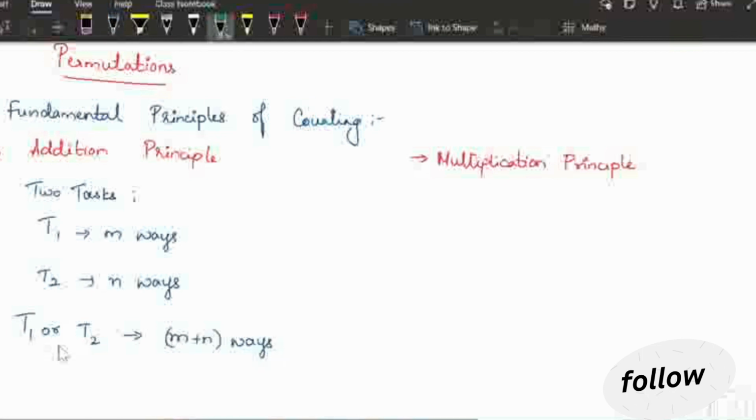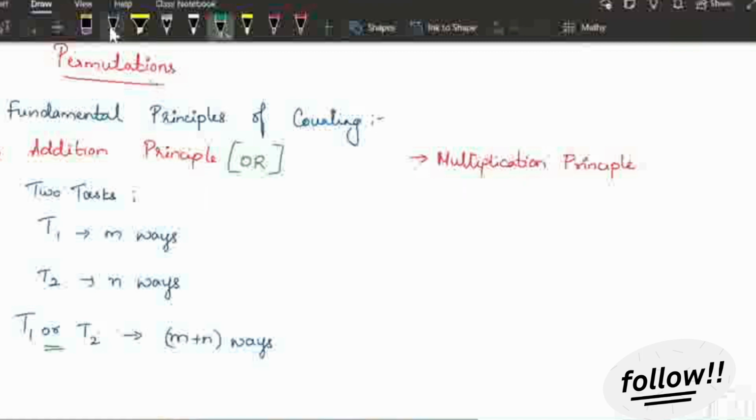So basically, if you use the word or, then you will have to add the intermediate results. Whenever you have sub answers or intermediate results, if you are connecting those tasks using the word or, then you will have to add the intermediate results, and that is the addition principle.